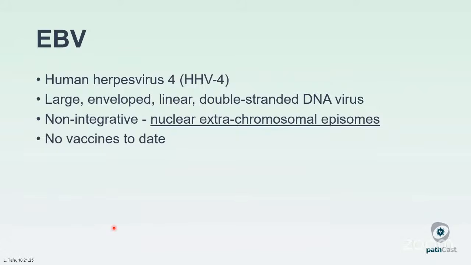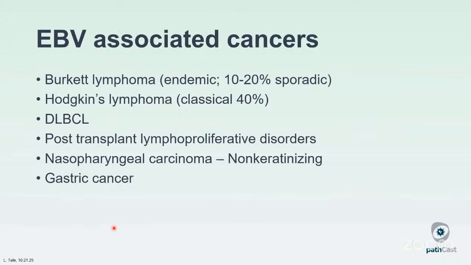So the EBV virus itself is part of the family of the human herpes virus. It's a large enveloped linear double-stranded DNA virus. It's one of the non-integrative ones and actually persists as a nuclear extrachromosomal episome. And unfortunately, to date, no vaccines have been found to be effective in preventing EBV. It's really quite ubiquitous, and many people have been affected by EBV and don't even realize it. But occasionally it does lead to symptomatology, and occasionally it can also be associated with cancer subsequently in various patients.